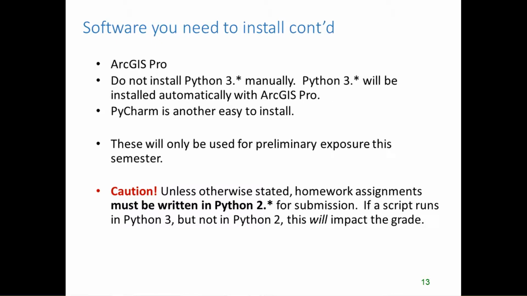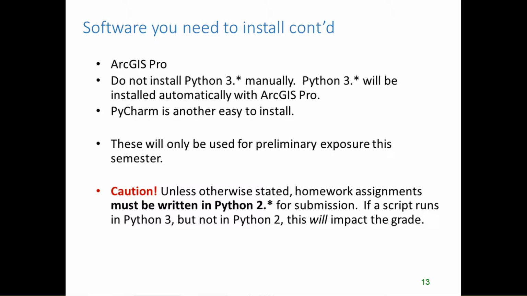This semester, we will also install ArcGIS Pro and PyCharm. ArcGIS Pro uses Python 3. The installation instructions show how to use PyCharm for ArcGIS Pro's installation of Python. Again, don't install Python 3 separately. This will be automatically installed with ArcGIS Pro. We are installing ArcGIS Pro and PyCharm to provide some basic exposure to this software and so that you can explore changes between Python 2 and Python 3.